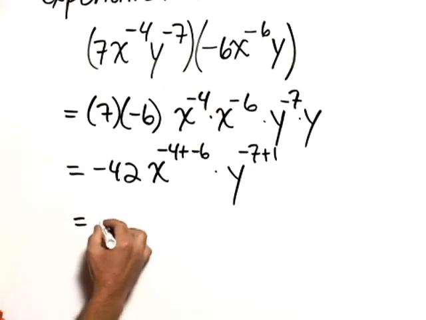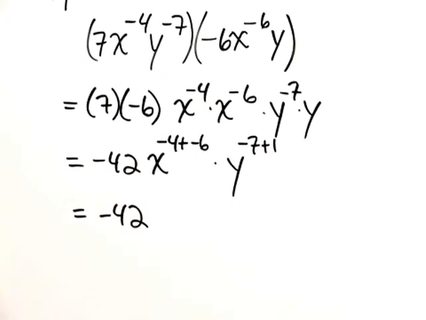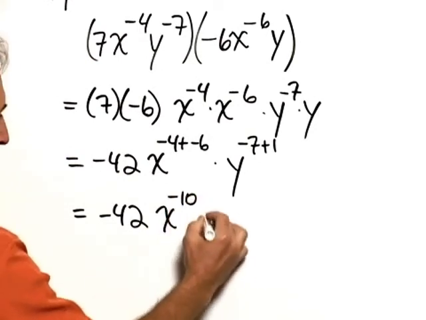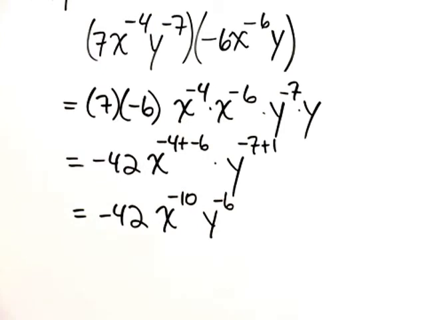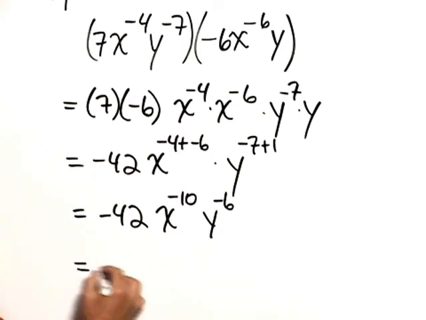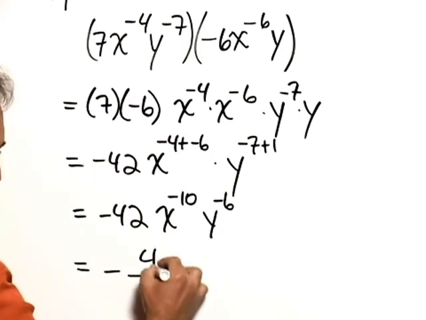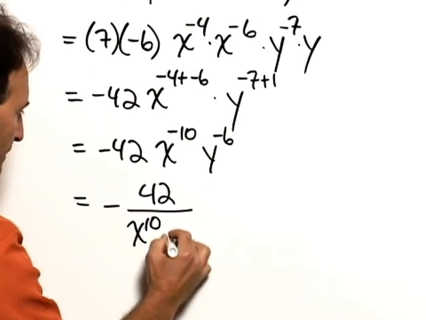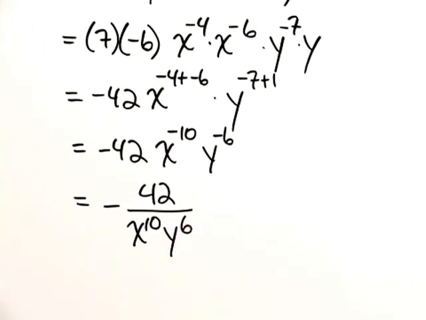This would make our next line be negative 42 x to the negative 10 y to the negative 6. We cannot leave negative exponents in our answer, so we would have negative and then the quotient of 42 over x to the 10 y to the 6.